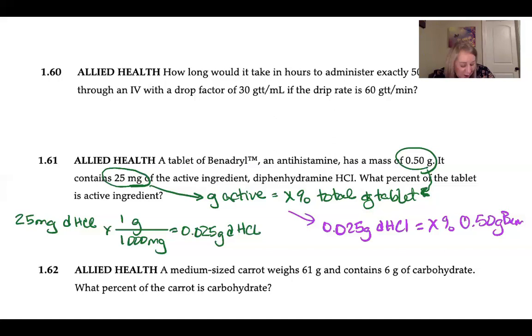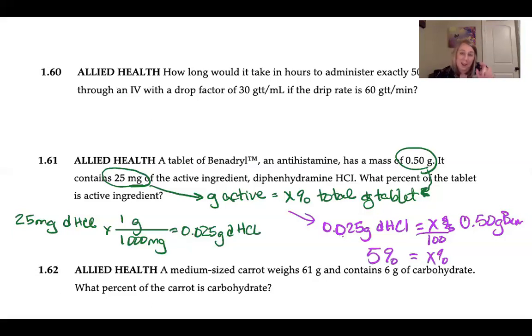And so how do you get that percent? You're going to get rid of that and you're going to put it over 100, right? Okay, so what is my percent? X percent is equal to 0.025 divided by 0.5, and you should get 5%.